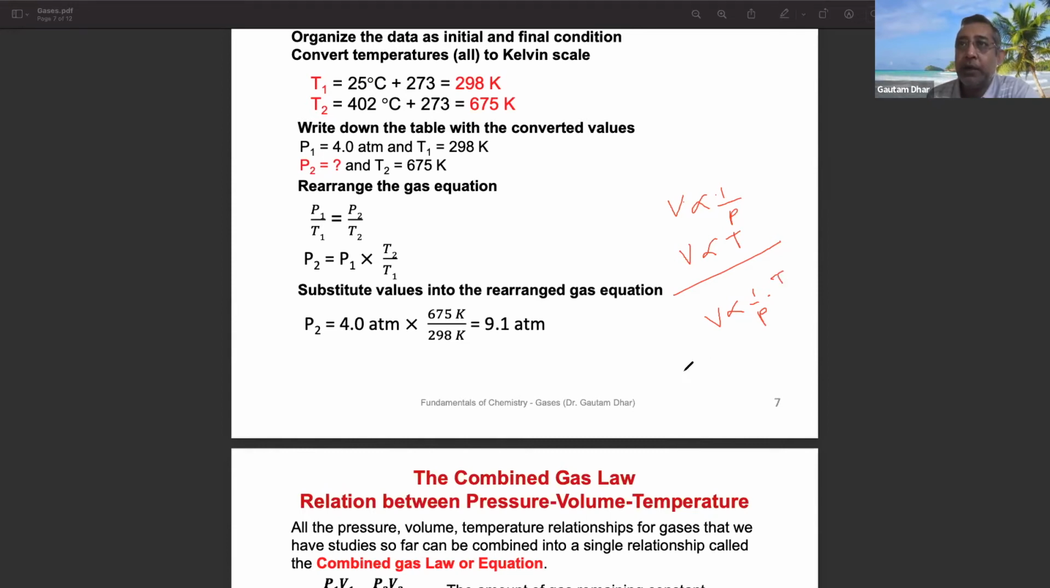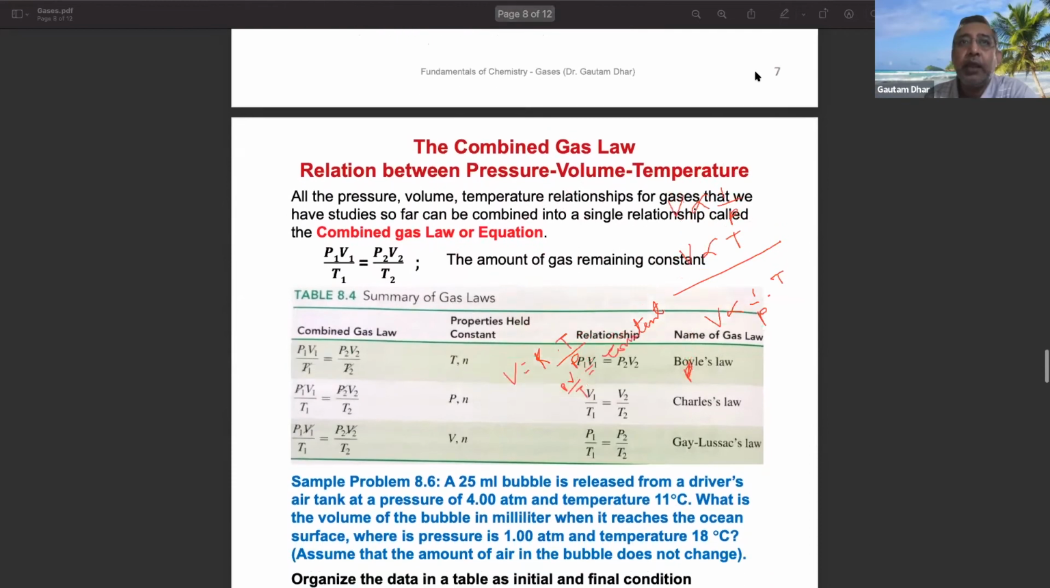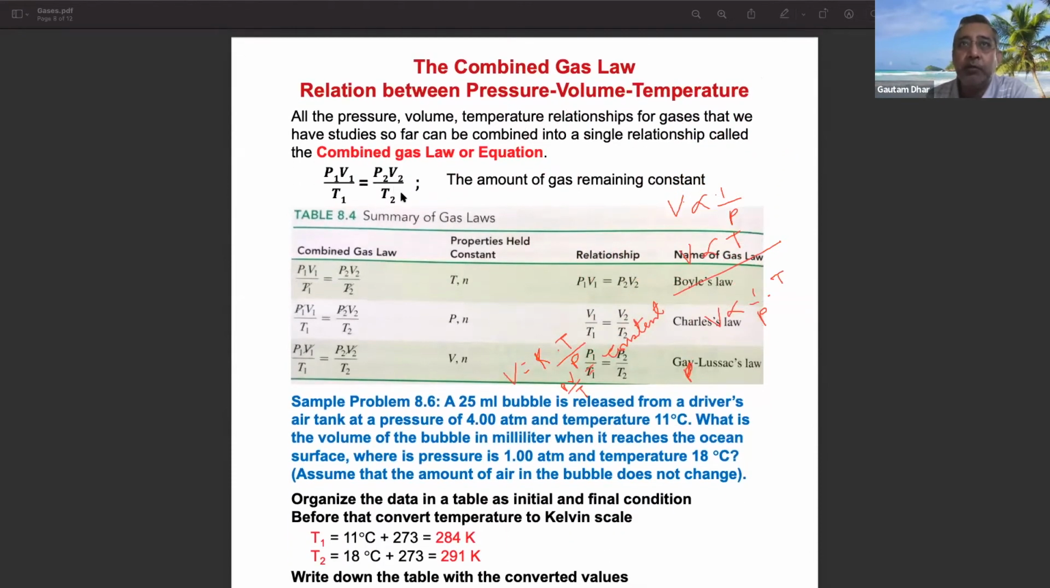And so that means PV by T, or let's say P is equal to some constant K. Whenever there is this proportionality, you can write a constant, K, into T by P. So if we rearrange, PV by T is equal to a constant. This is nothing but joining these two laws, and we can write P1 V1 by T1 equal to P2 V2 by T2.